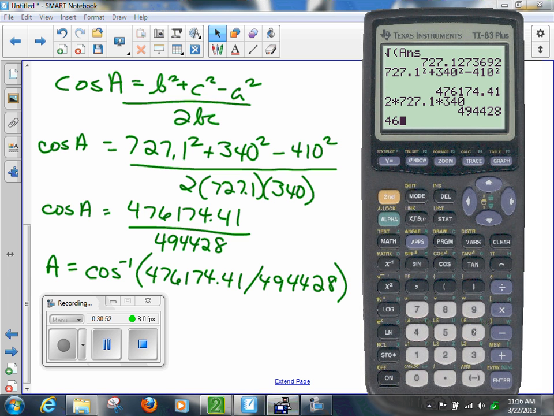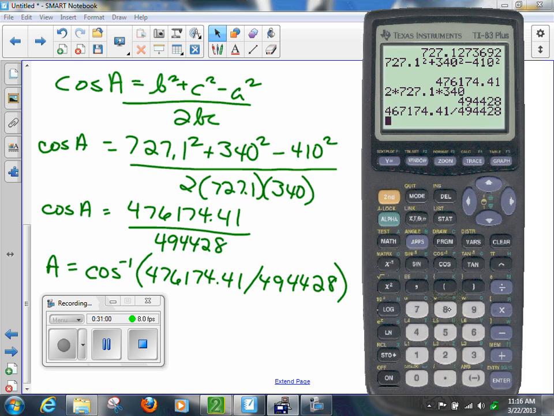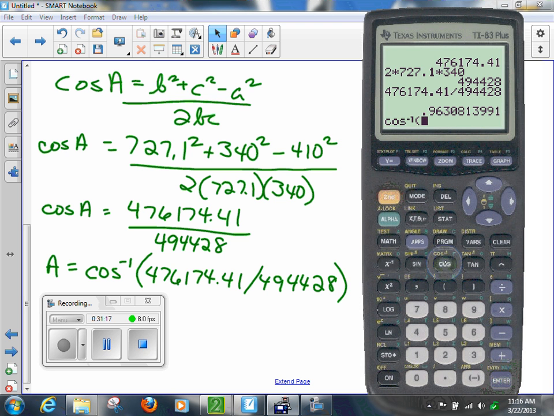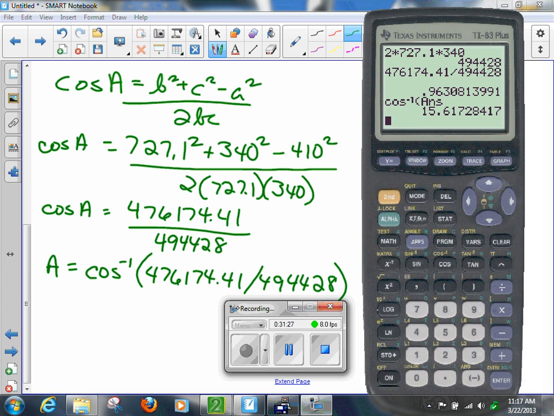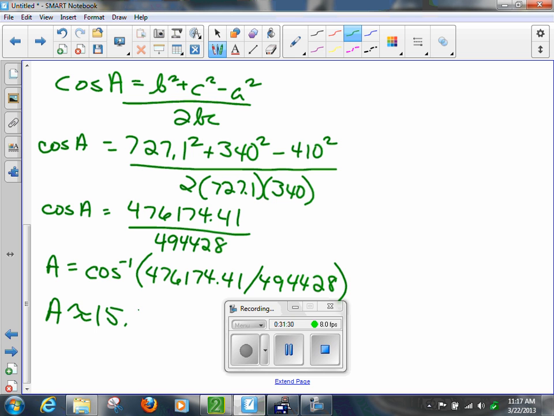Because you would have already done 476,174.41 divided by 494,428, enter. And then that probably would be better. Second cosine, second answer. How many of you got approximately 15.6? Okay, A is approximately 15.6.